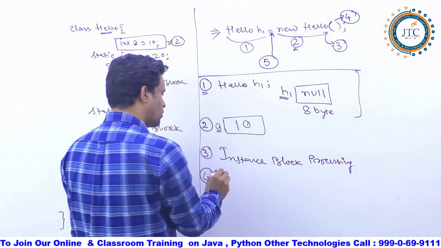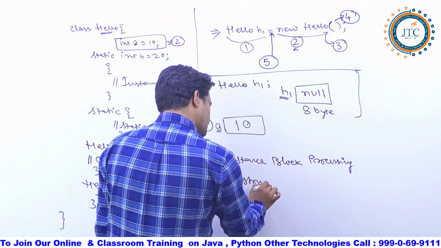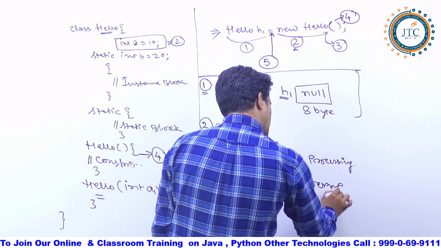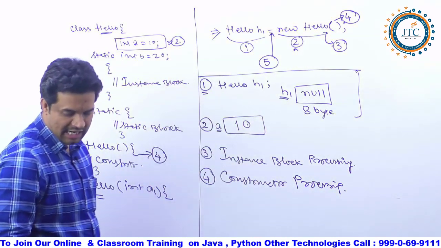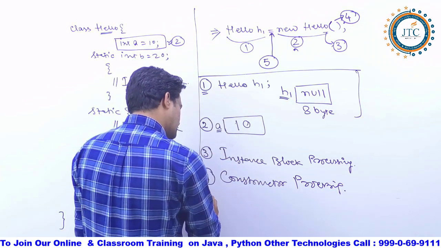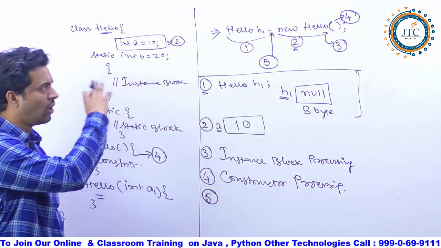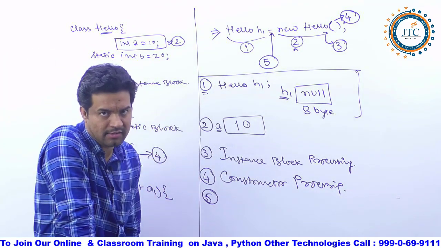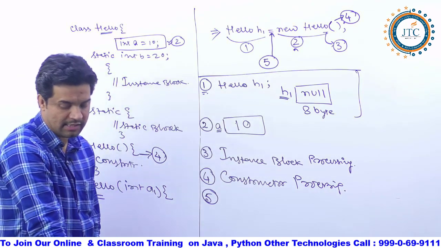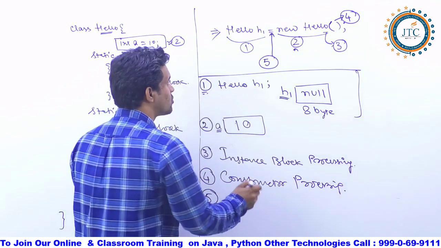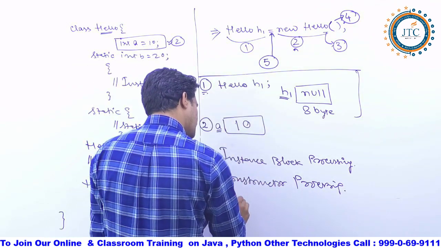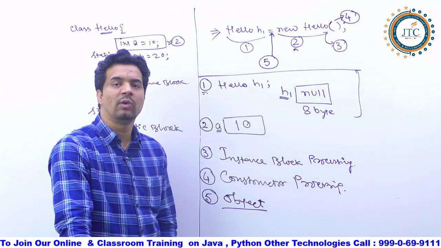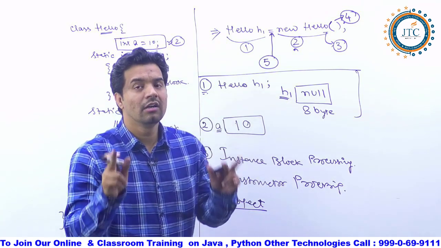So here in this case, the fourth one is constructor processing. The constructor is going to be processed, and by doing all these things, at the fifth step, by doing all these things, the 1, 2, 3, 4, it has created one object of a class. What it has done? It has created one object of the class. So by creating that object, where will this object be created? This object will be created inside, guys, inside the heap memory.